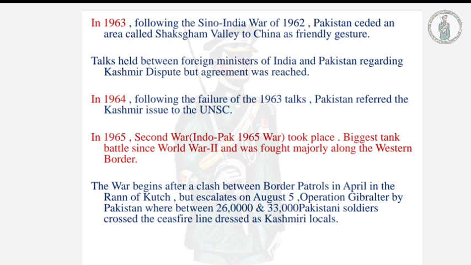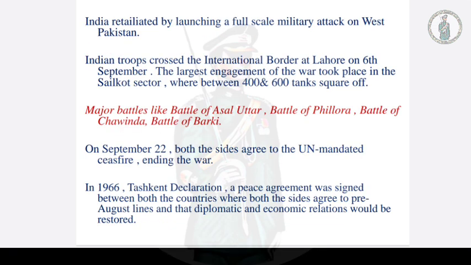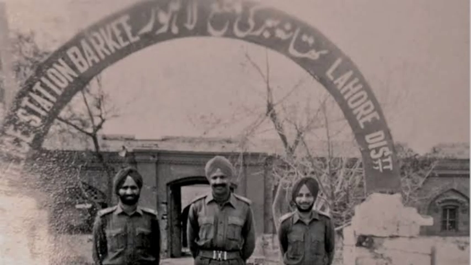Talking about the initiation of the war, the war actually started after a clash between border patrol teams in the month of April in the Rann of Kutch in Gujarat, but it escalated in the month of August, especially in the first week. Operation Gibraltar was launched by Pakistan, where more than 30,000 Pakistani soldiers crossed the ceasefire line dressed as Kashmiri locals. Following this, India retaliated by launching a full-scale military attack on western Pakistan. The Indian troops crossed the international border and reached Lahore on 6th September.